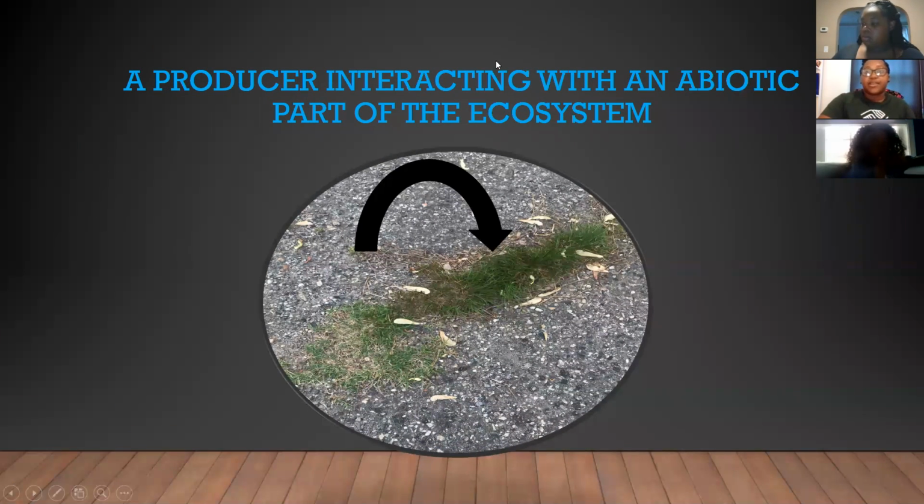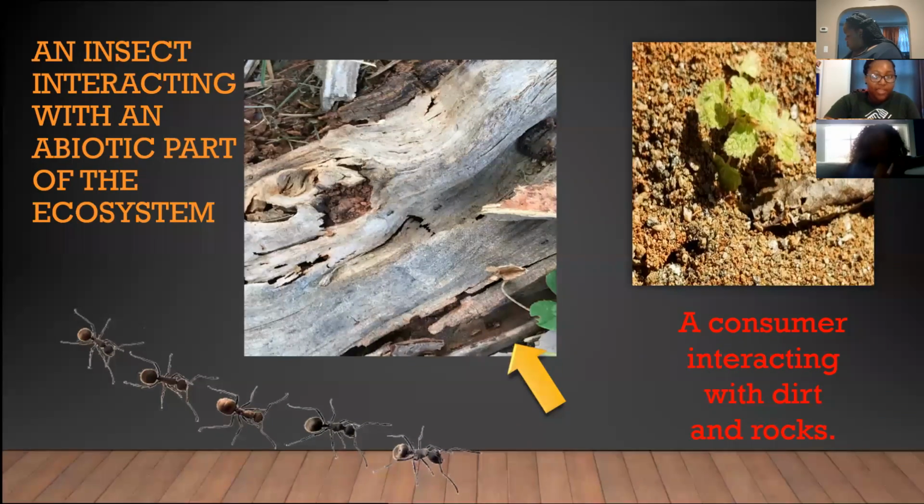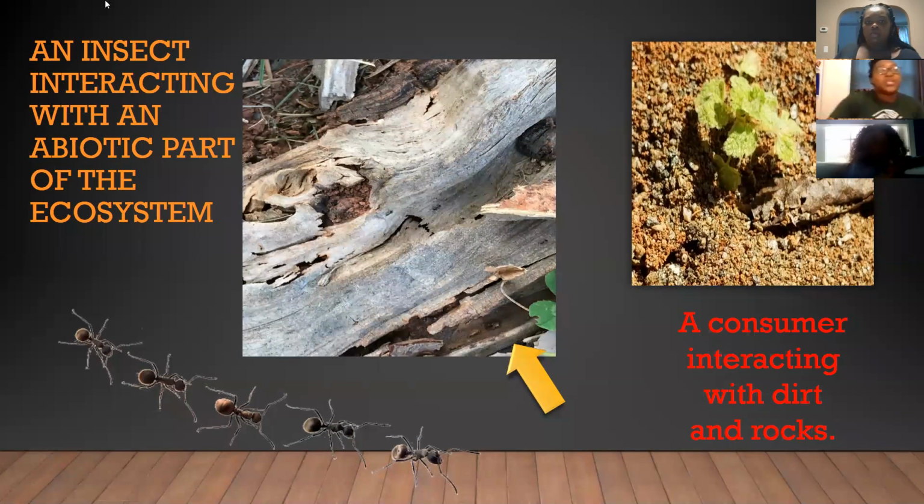A producer interacting with an abiotic part of the ecosystem. This grass here is actually growing up through the gravel. The abiotic part of the ecosystem would be the gravel outside. All right, here's another picture. An insect interacting with an abiotic part of the ecosystem would be this wood here. And here's another one where there are rocks and a plant. The consumer is interacting with the dirt and rocks.